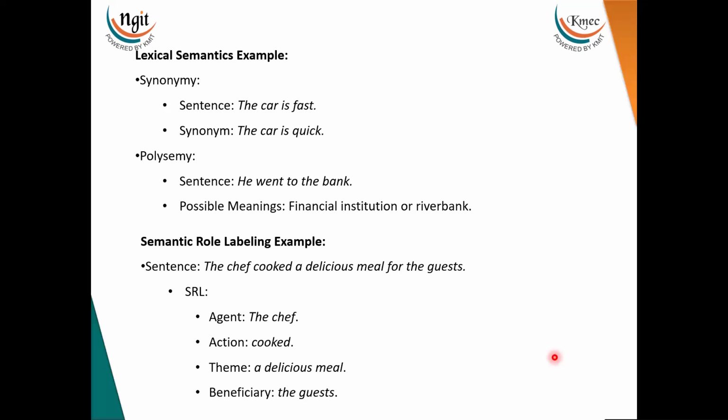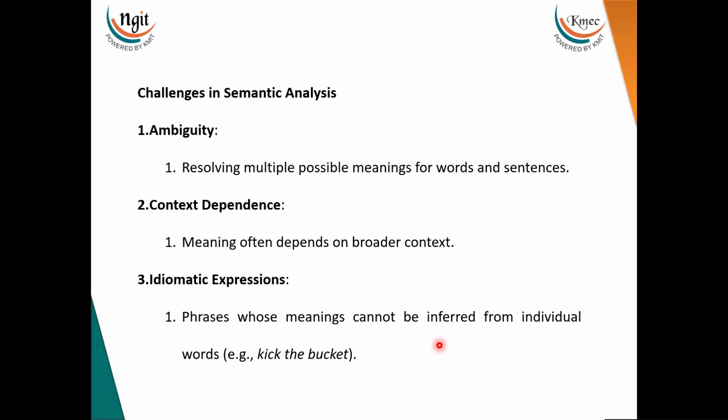Then is semantic role labeling example. Sentence: The chef cooked a delicious meal for the guests. So semantic role labeling will work in this way. The agent here is the chef. Action, that is cooked. Some food is cooked, right? That is the action. Theme is a delicious meal. Beneficiary are the guests. The meal is being served to the guests, right? Since they are the beneficiaries.